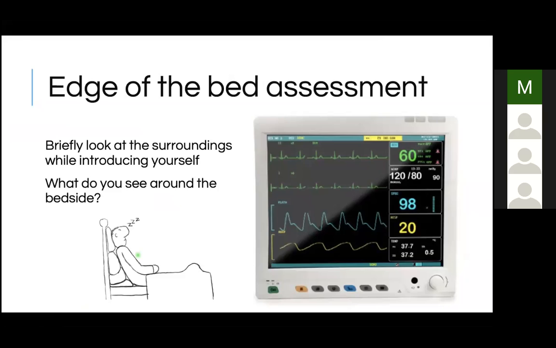Sorry, just a few more important things on edge of the bed assessment. Look for things around the bed, like a glyceryl trinitrate spray, or sputum pots, or fluid restriction signs, or reduced salt intake signs. These are all things that will be around the bedside, which will give you a clue as to what the patient has.